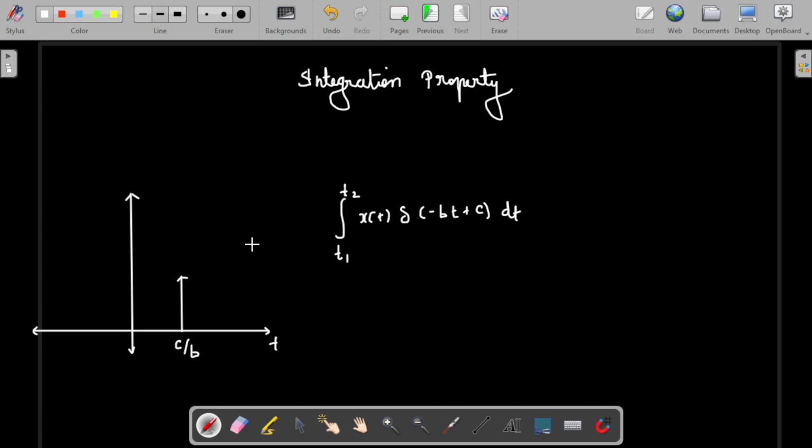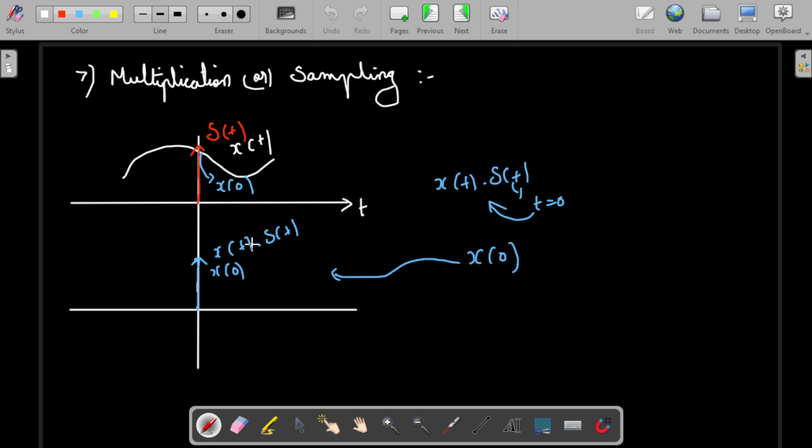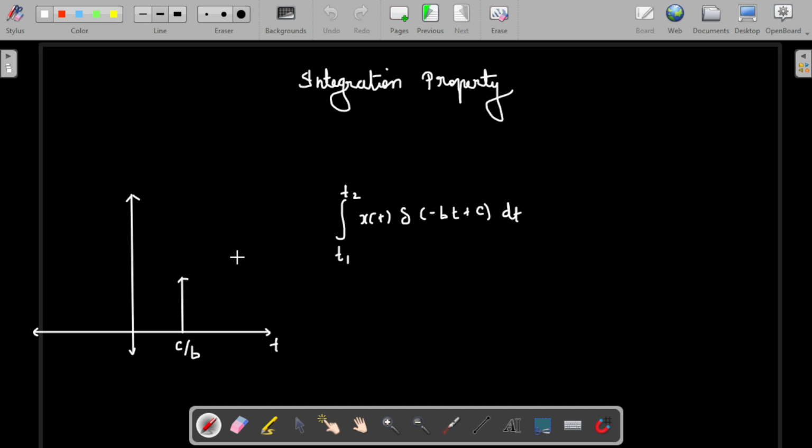We have already seen that when an impulse is multiplied with any signal, a sample is taken over it. So if you see, the value at which t is equal to 0 will be taken there, and it will be a constant value over there. If we extend that observation, here I am taking the scenario where we are multiplying x of t. Let me take a red color pen here. This is a standard signal, it may be any signal.